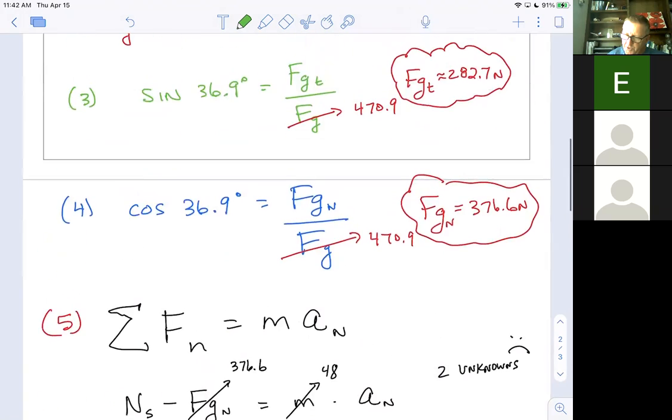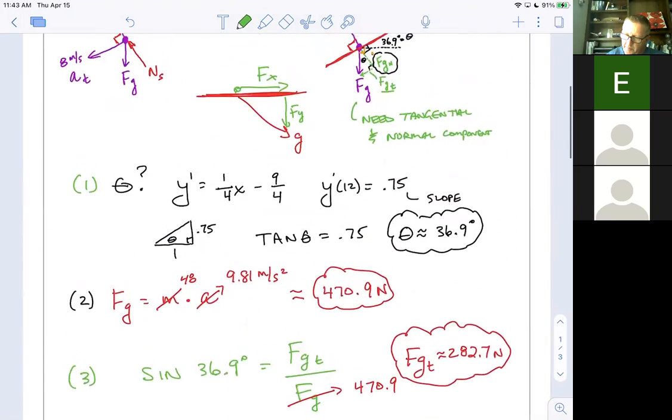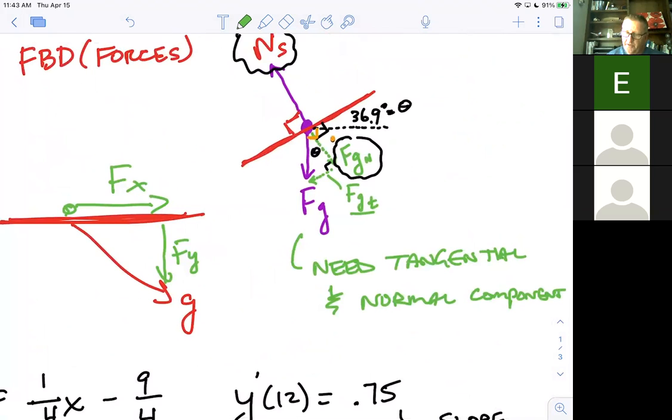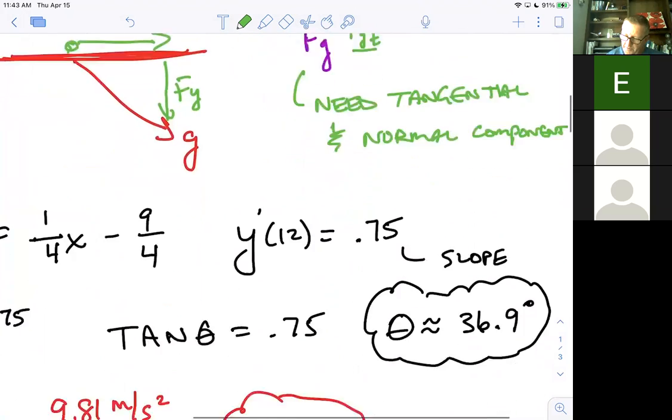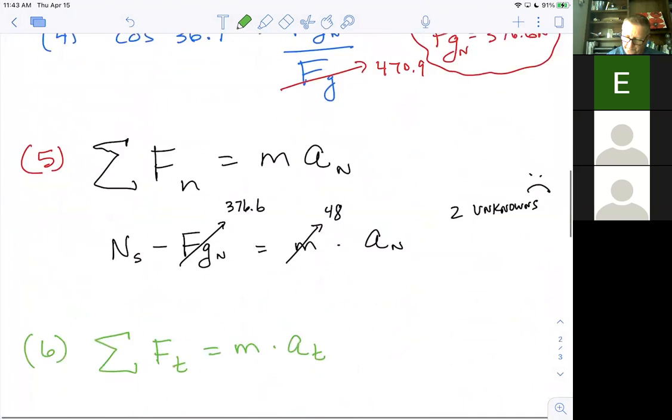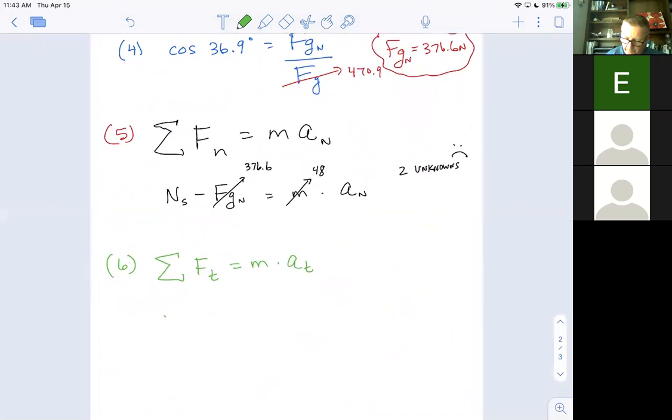What forces are tangential? Well, again, thanks to the free body diagram, we broke that up, and there's only one. The force of gravity tangential. That's the only thing going in the tangential direction. And we know what that number was. It was 282.7 newtons. And we know the mass. And let's see, do we know the acceleration tangential? Well, we know the mass is 48.